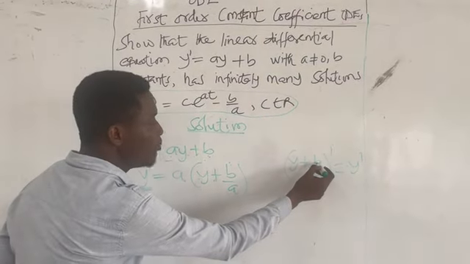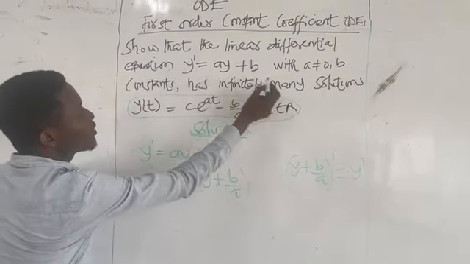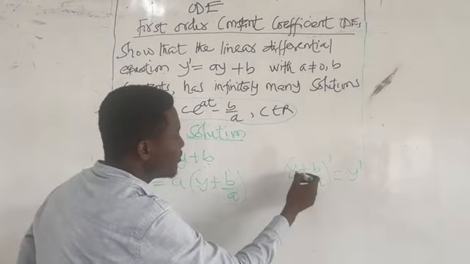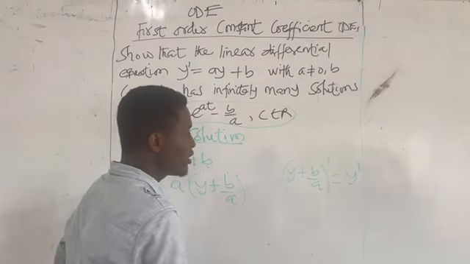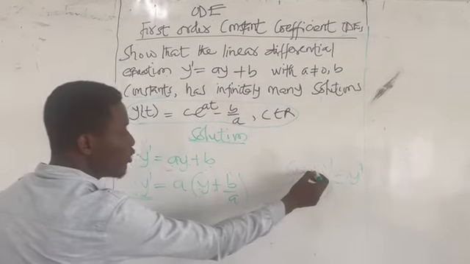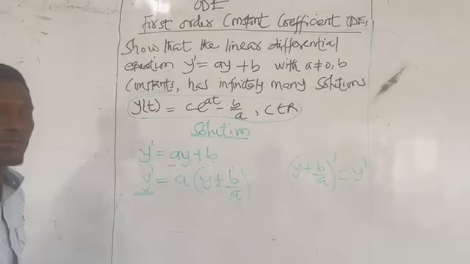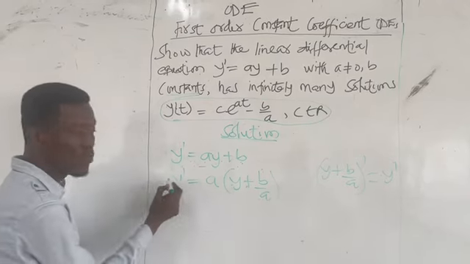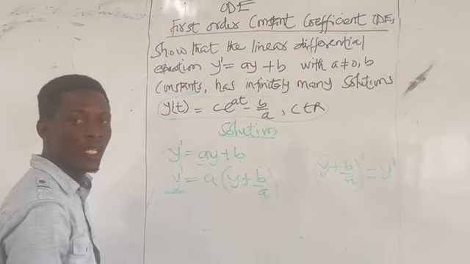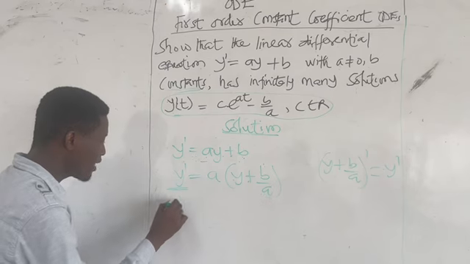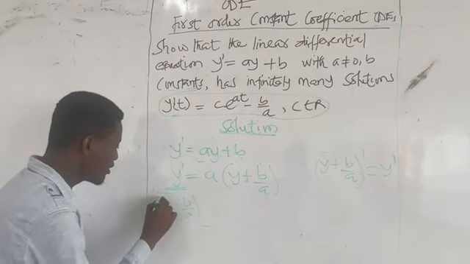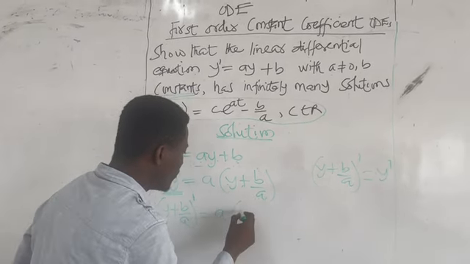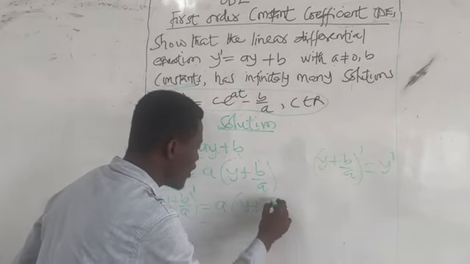Remember that b and a are constant. So when I find y plus b over a, all derivative, I will get y derivative. The derivative of b over a will be 0. So from here, I can add the fraction b over a to the left hand side. y plus b over a, all derivative, is equal to a times y plus b over a.